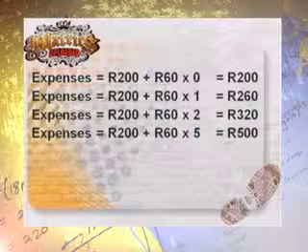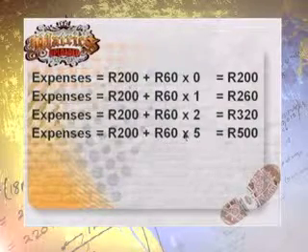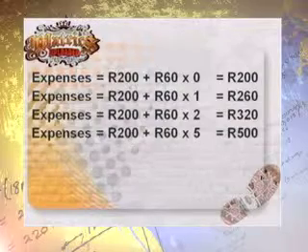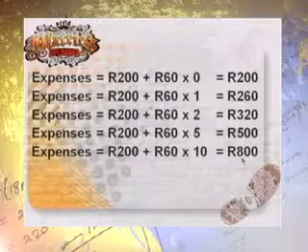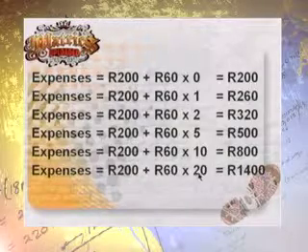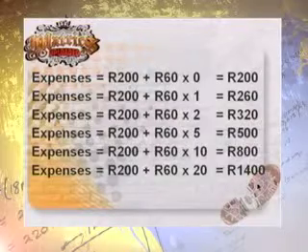Now let's continue this on. For 5 models, 60 times 5 is 300, and 300 plus 200 is 500. And so we go on. If he makes 10 models, his expenses will be 800. If he makes 20 models, 20 times 60 plus 200 gives you 1,400. Now we can represent this in a table and we can represent it in a graph.